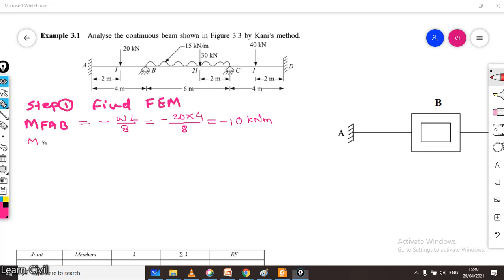Next, MFBA or fixed end moment BA, this will be equal to WL by 8.